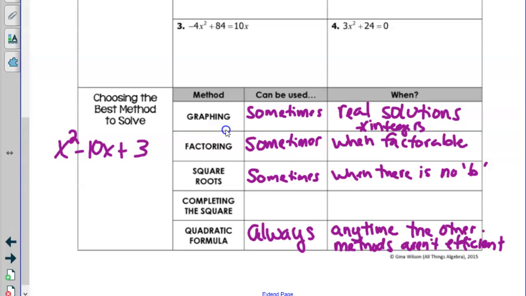Square root method, I wouldn't want to use the quadratic formula if the square root method is available. There's no b term, because that's going to be a lot quicker than plugging it all in and doing all that. Okay, that makes sense.